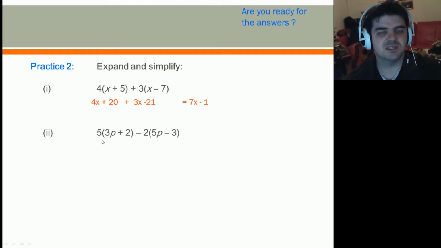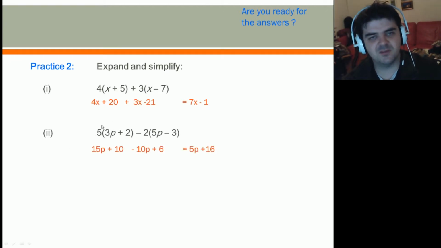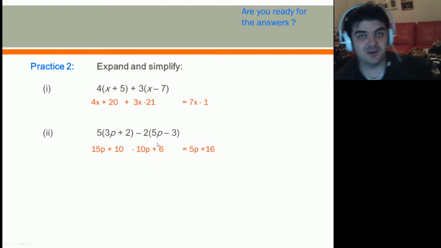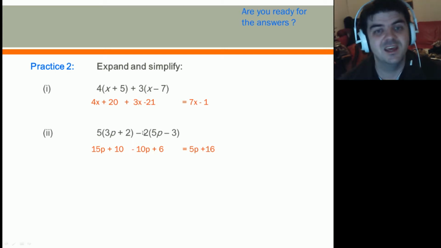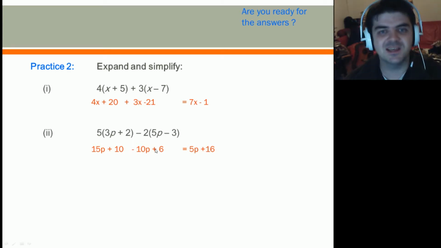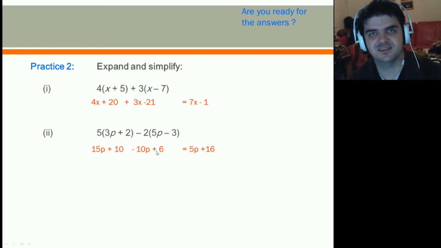And last but not least, we get 5 times 3p is 15p. 5 times 2 is 10. Minus 2 times 5p is minus 10p. And the bit that will always catch everybody out, and there's nearly always one in the exam, is minus 2 times minus 3 is plus 6.